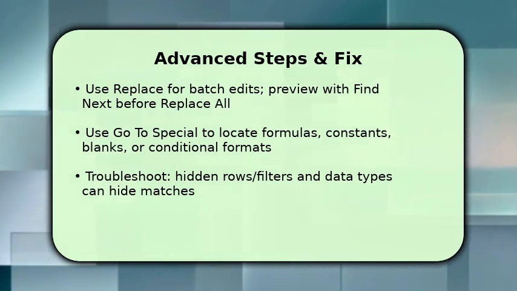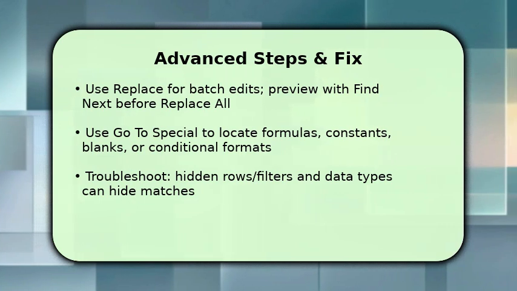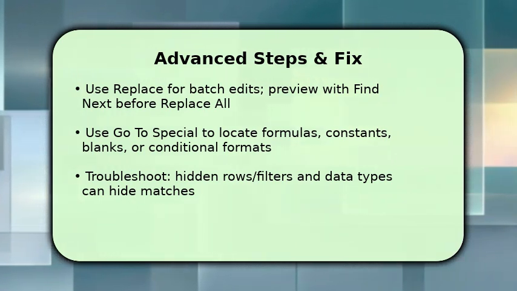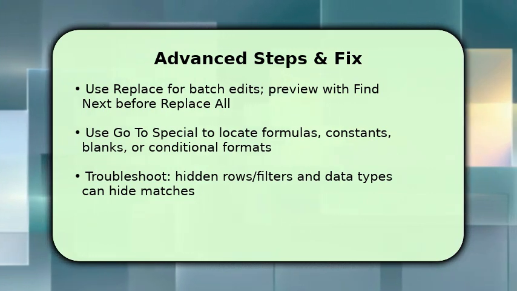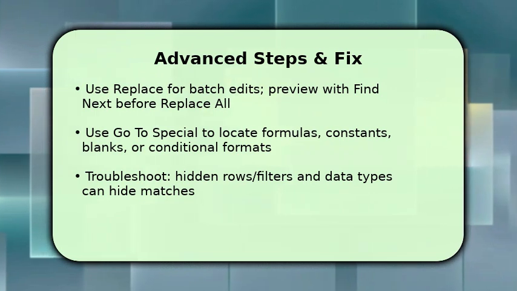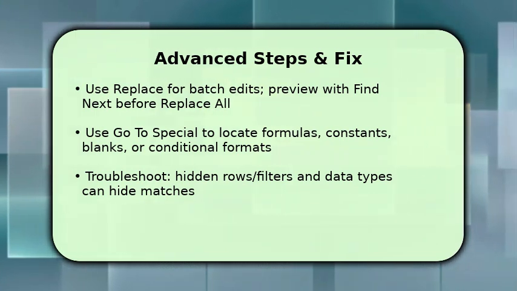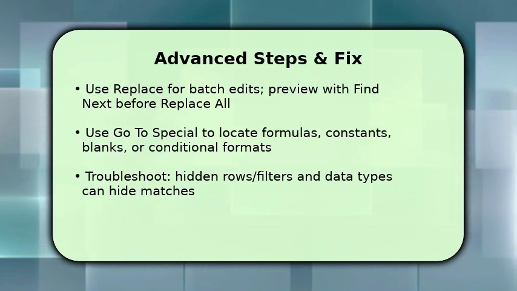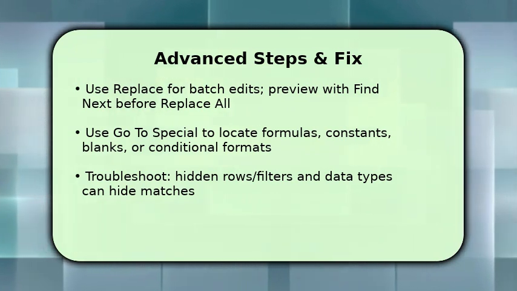If you need structural searches, use Go To Special to target formulas, constants, blanks, or conditional formats. If things go wrong, check for hidden rows, active filters, or mismatched data types. These often prevent matches. Once corrected, rerun Find with the same options to confirm you captured every needed cell.